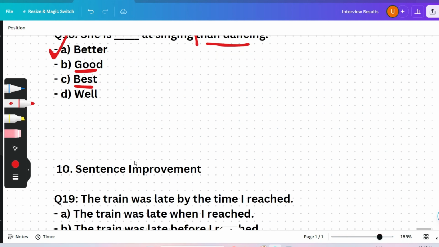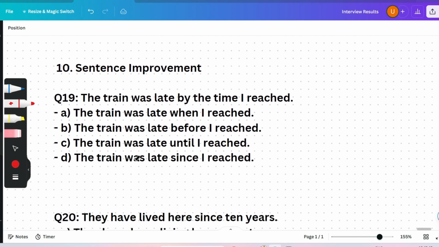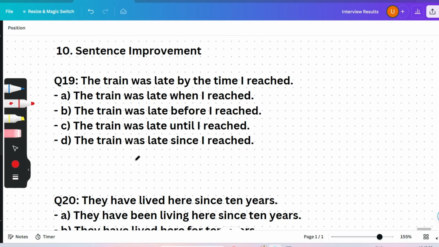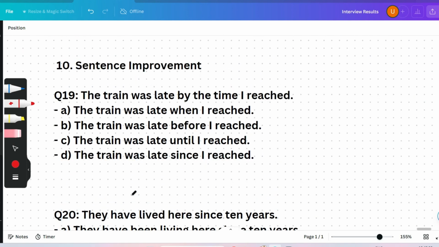Okay, so let's go to the next question, which is regarding sentence improvement. The train was late by the time I reached. In this case, what will be the correct answer? Before that, let me show you the next question: they have lived here since 10 years. This is a quiz question for you. This is the last question. Please give me the answer in the comment section. I'll love it.